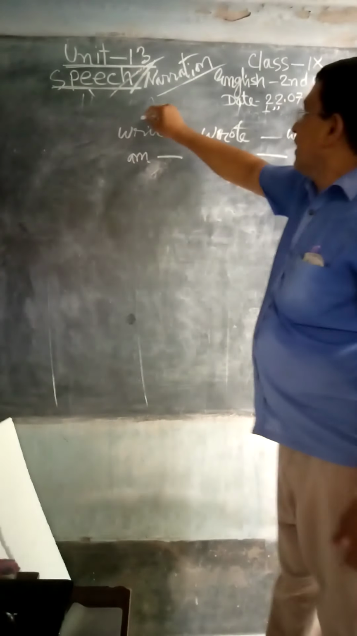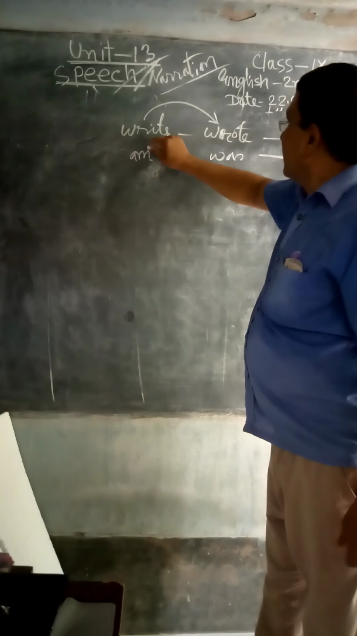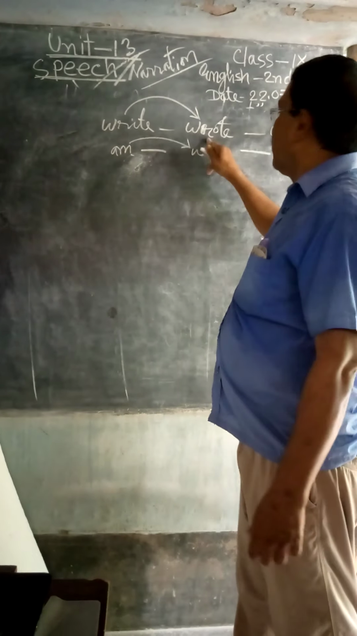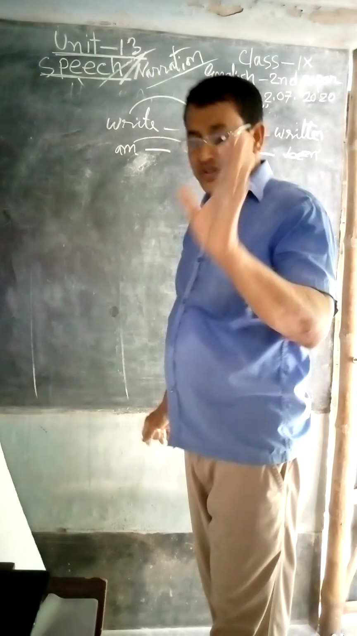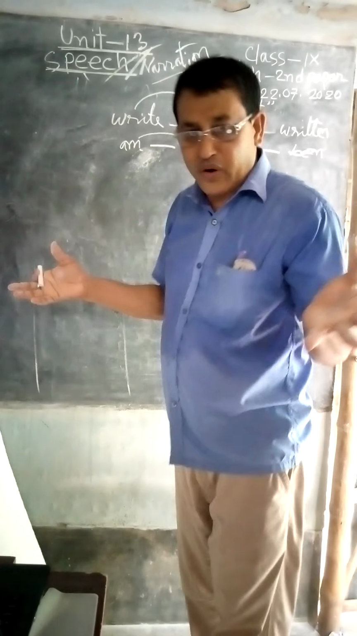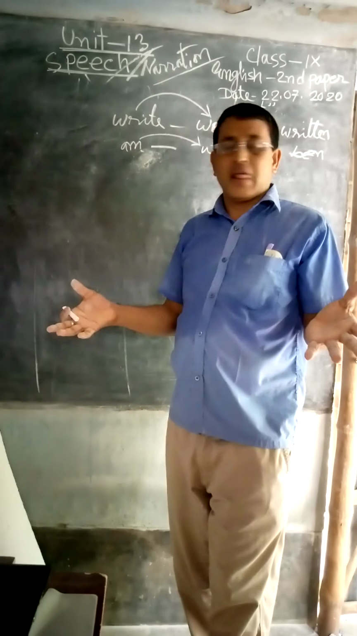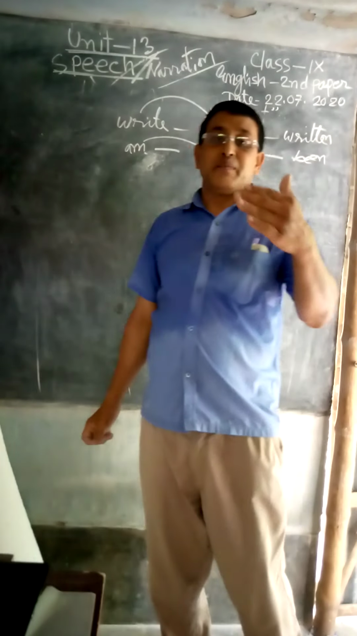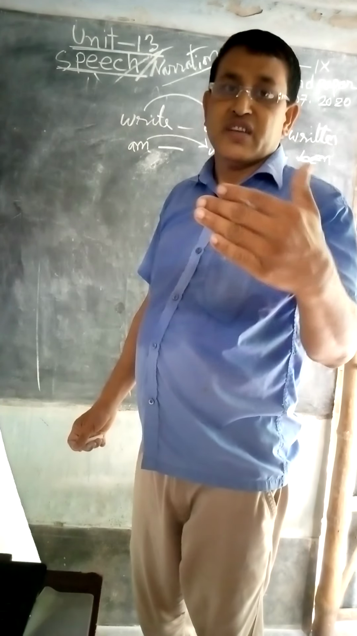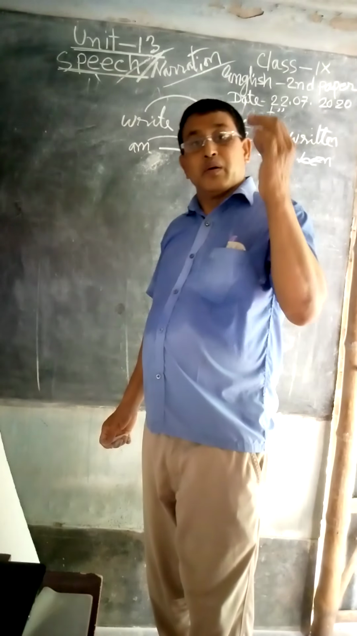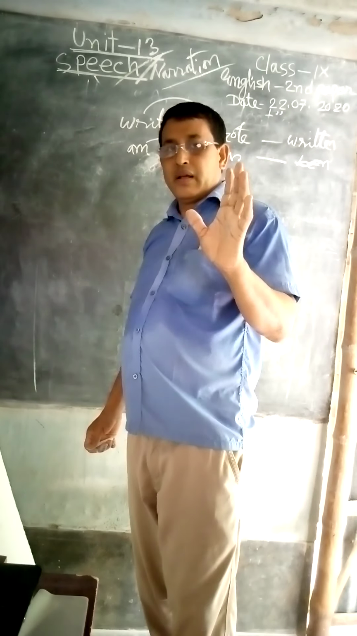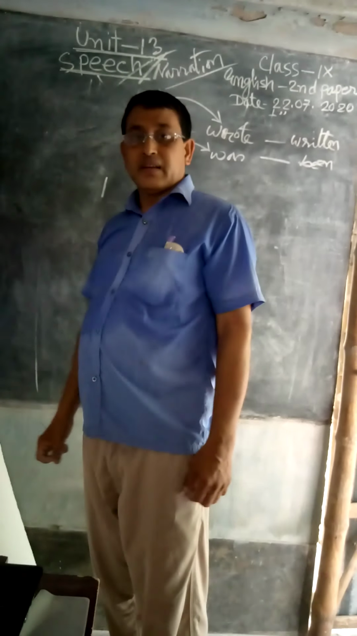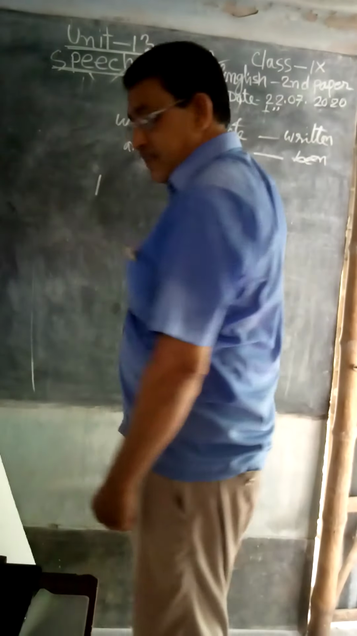In this way, "am" changes to "was", "write" changes to "wrote". What happened in these cases? We already know that this is the variation of verbs, change of tense, change of form of verbs. Actually, present indefinite tense changes to past indefinite tense.